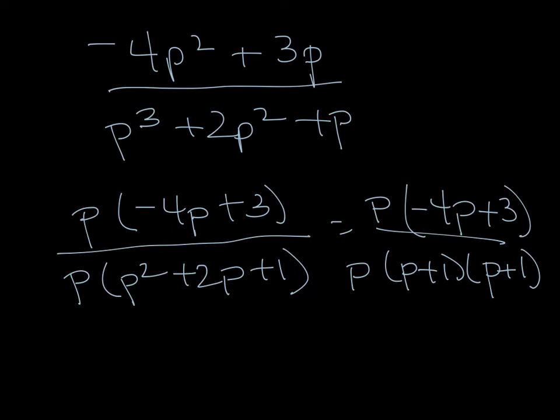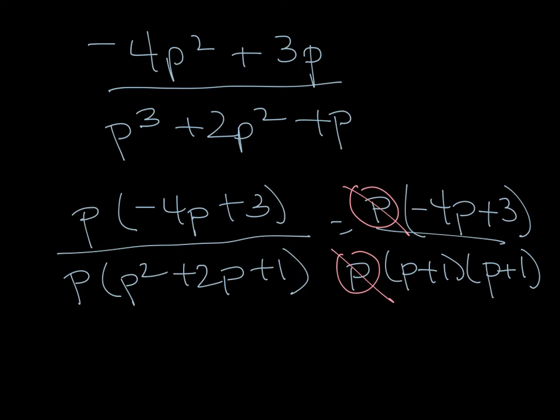I need to look on the top and the bottom and see if there's anything alike that I can cancel out. So if you notice, I have a p on the top and a p on the bottom. Okay, now I know there are other p's, but these p's are on the outside by themselves, so we can actually cancel those out.